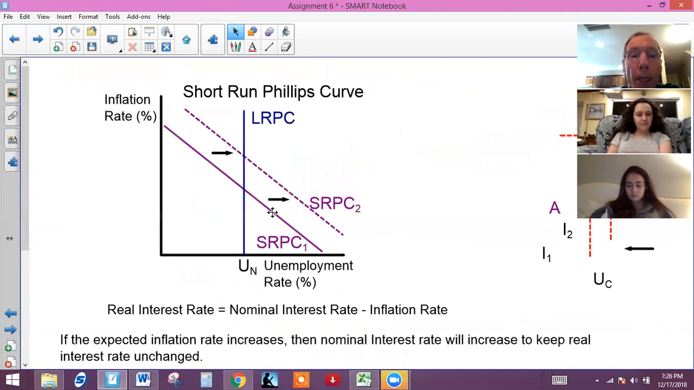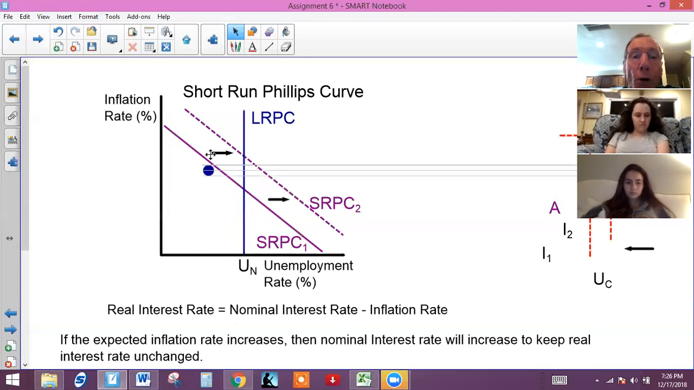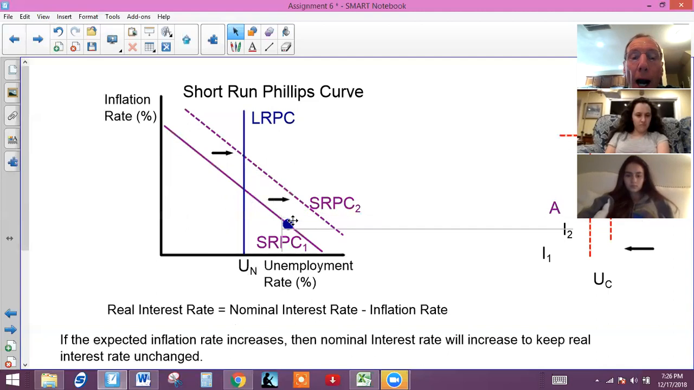Then think about it. So if we just move along the line here, you get higher inflation, but you also get lower unemployment, which is not what happens with stagflation. Stagflation means you get both higher inflation and higher unemployment. And the only way that that's going to happen is if this whole curve shifts, okay, up that way.